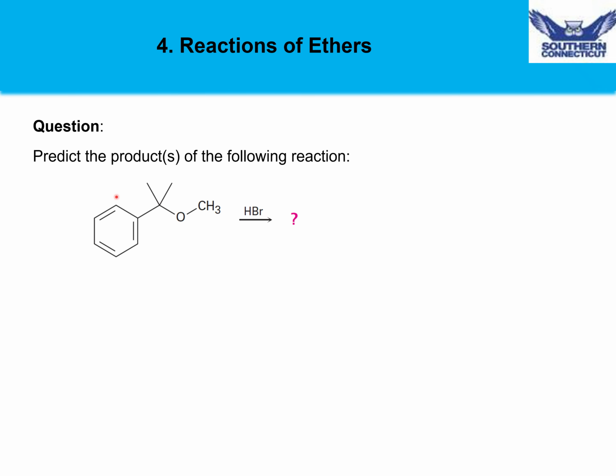In this question, we want to predict the product from the following reaction. Notice we have a primary, or actually a methyl group, and then on the other side of the ether, we have a tertiary carbon. We're going to add HBr to make this reaction occur.